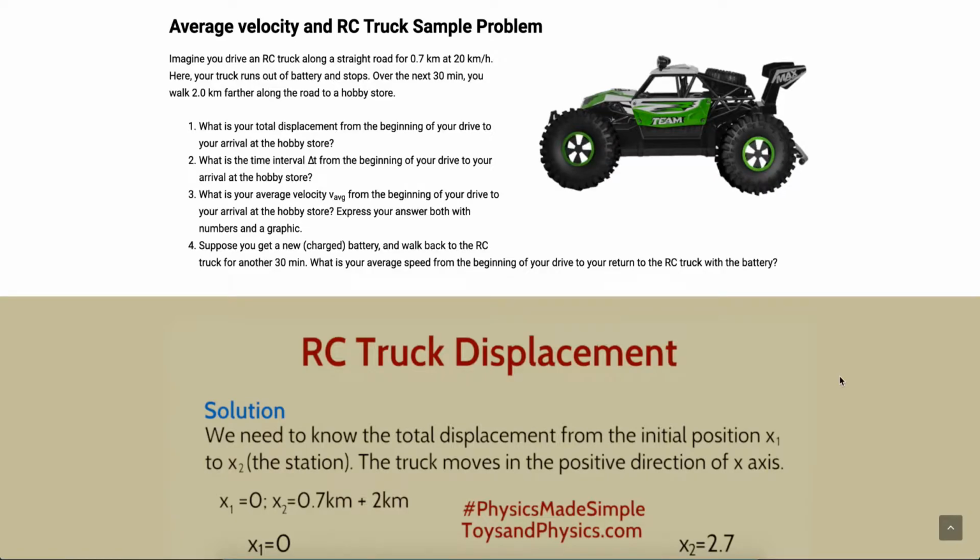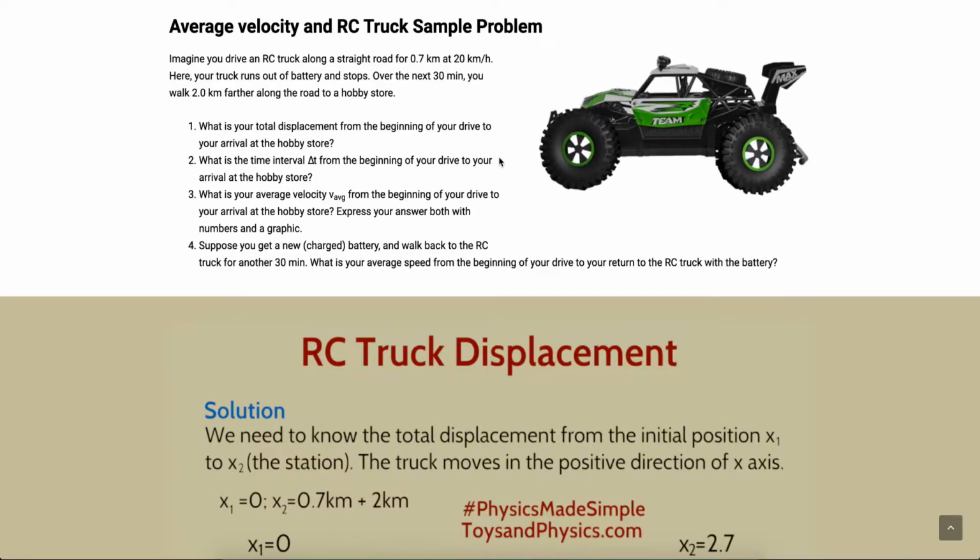Now, this site is called toysandphysics.com for a reason. Today we're going to be using an RC truck to construct our situation here. And I want to invite you to use your imagination, because I'm going to ask you to imagine that you are driving this RC truck along a straight road for 0.7 kilometers at a speed of 20 kilometers per hour.